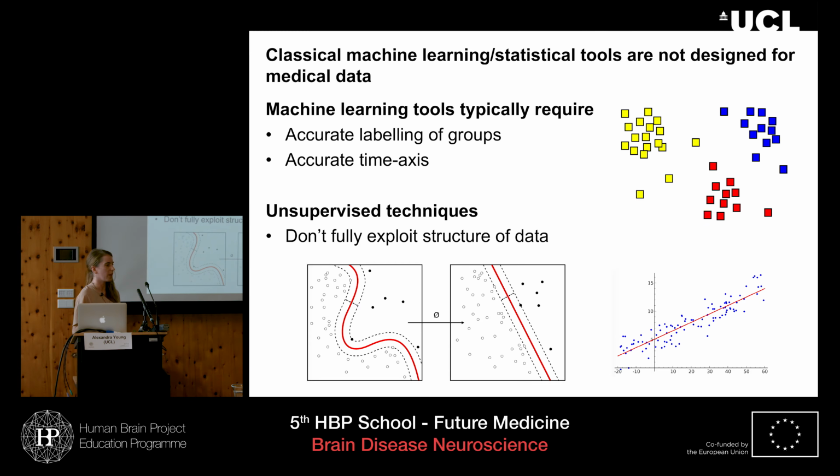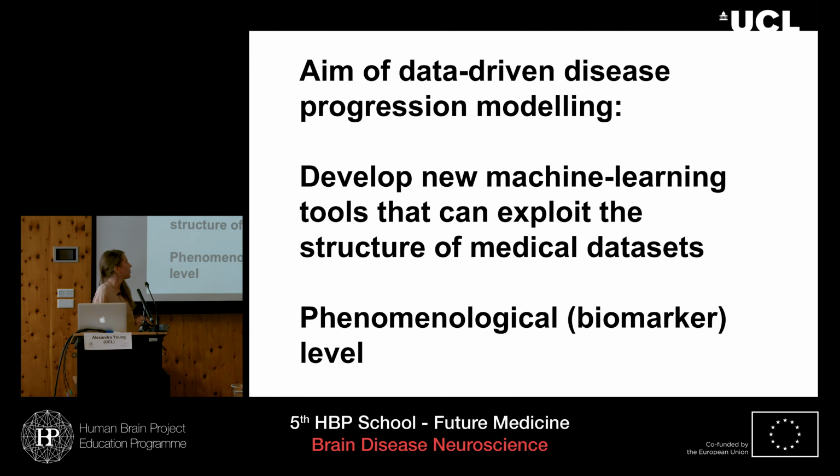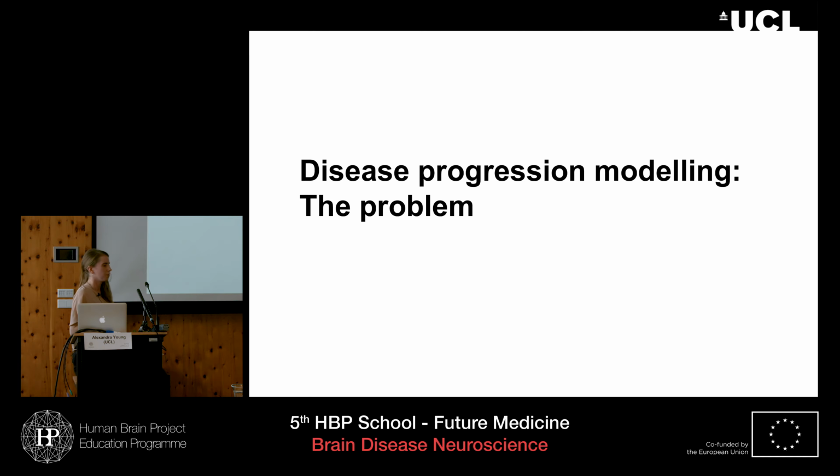For example, they won't allow for temporal changes across the disease time course. They'll just associate individuals with similar values. So the aim of data-driven disease progression modeling is to develop new machine learning techniques that can exploit the structure of medical data sets. These approaches have typically been phenomenological, so at a biomarker level, but incorporating the different scales is definitely important. I'm just briefly going to explain the problem that disease progression modeling tries to approach.